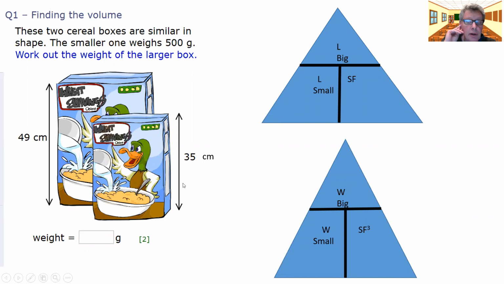Now this one, we're looking at a volume. So the volume, it's scale factor cubed, so down here. Now, if we look, what we've been given is the weight of the smaller one. And the weight is a proxy for the volume of the thing because the weight's proportional to the volume. So what we've actually got is the weight of the small one is 500, and we want to know the weight of the big one.